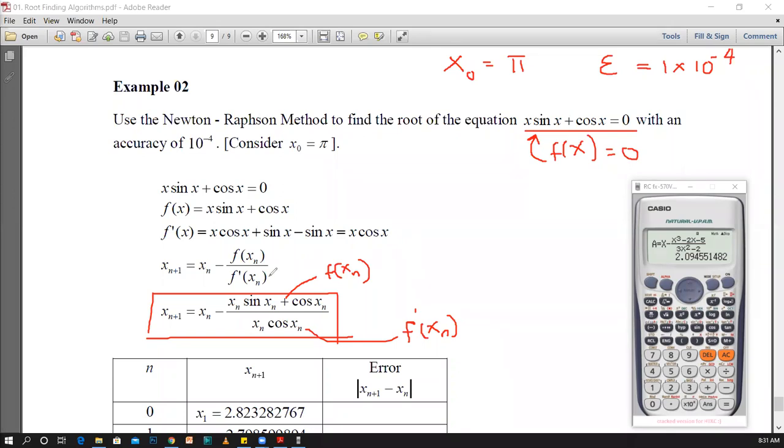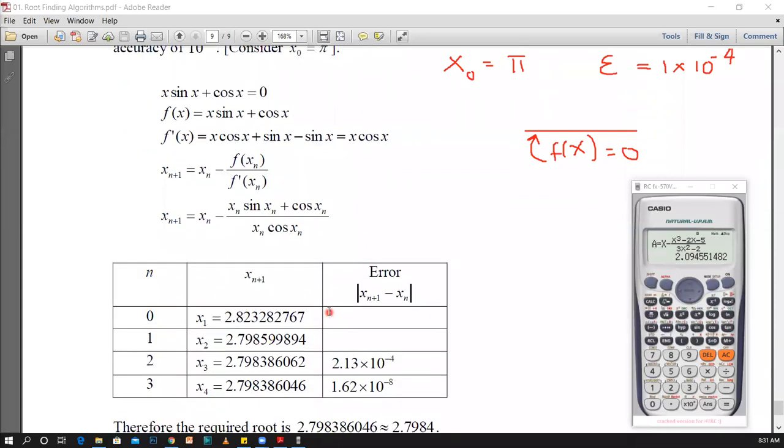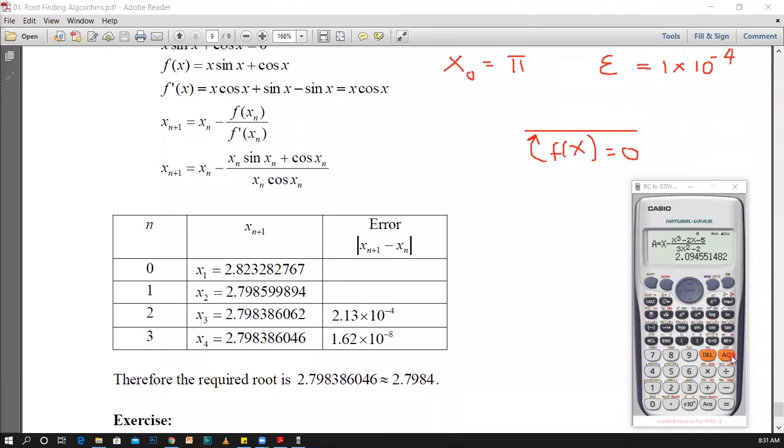Okay. Now, since you have identified the function for xn plus 1, you can use the iterative method to identify the values. We have to prepare the table in this form. The first column is for n, the second column for the value of xn plus 1, and the third column for the error. Now we have to insert the function into the calculator.